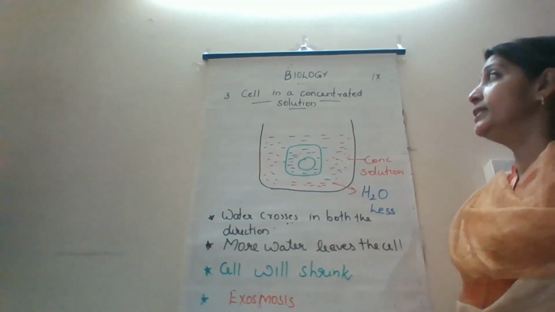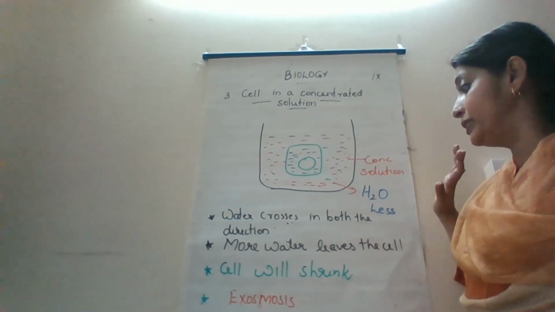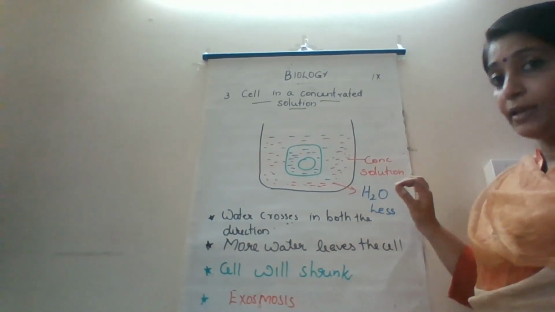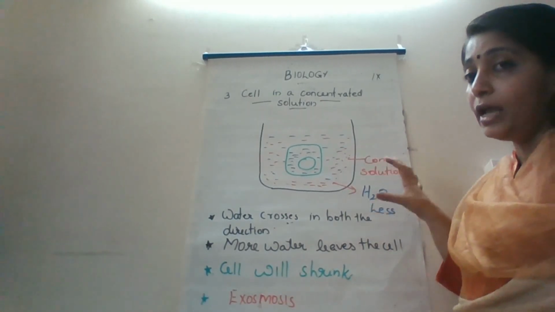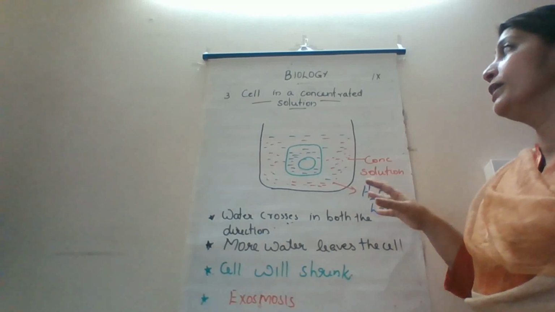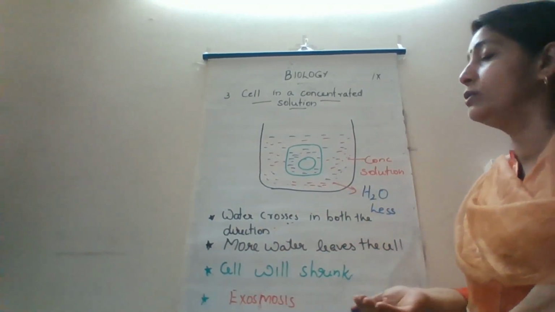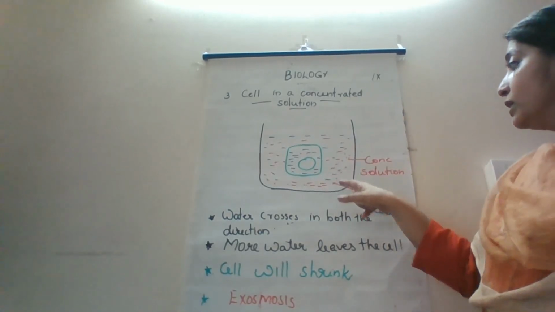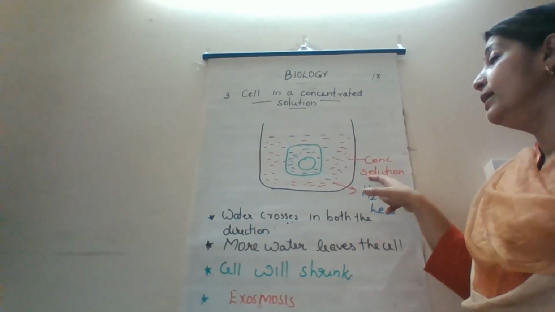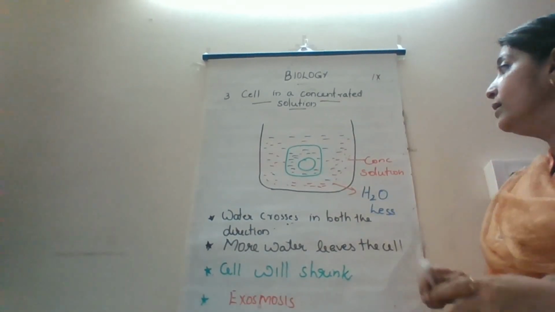Now the third situation is the cell in a concentrated solution. If the cell is kept in a concentrated solution, the amount of solute will be more when compared with the solvent, that is water. The concentration of solute will be more. So in such a solution, the water molecules will be less when compared to the cytoplasm.